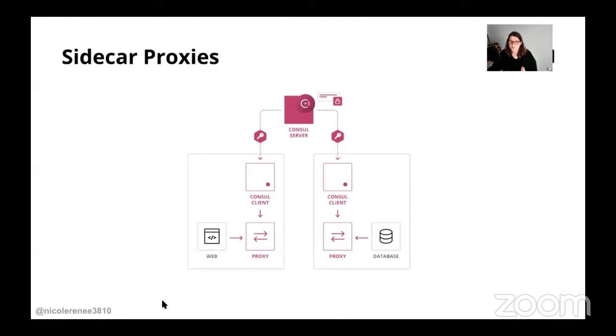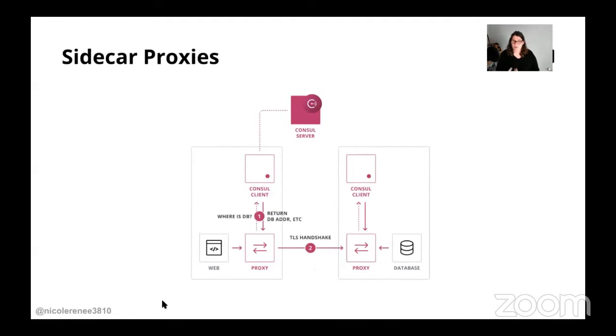And so when our web server needs to communicate with the database, what happens first is the web server opens that connection to its local proxy on a localhost port, and the proxy will go out and do the service discovery we talked about. And it will ask its local Consul client, hey, where's the database that I need to talk to? The Consul client is going to look at all the information it has cached, and it's going to say, hey, the database is over here. This is the address for it. And then the proxy will open a TLS handshake connection to the proxy server for the database.